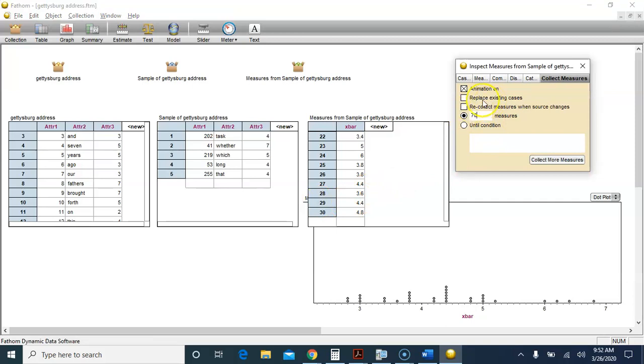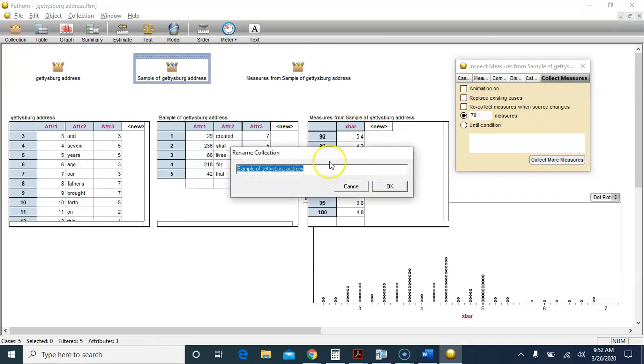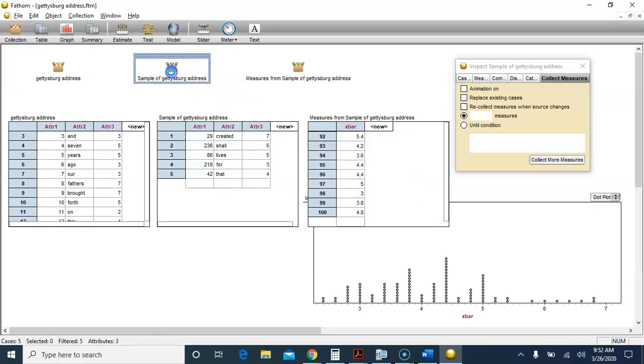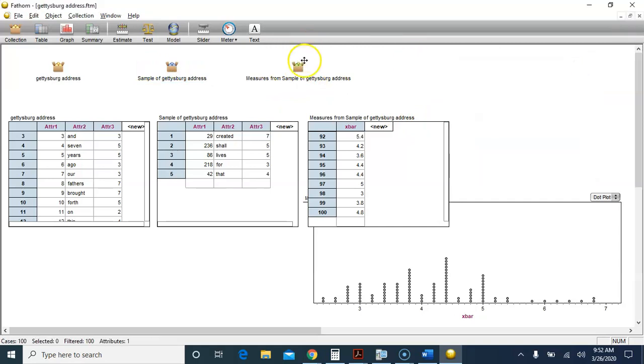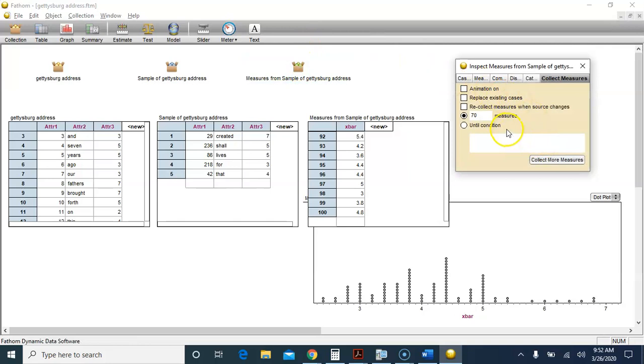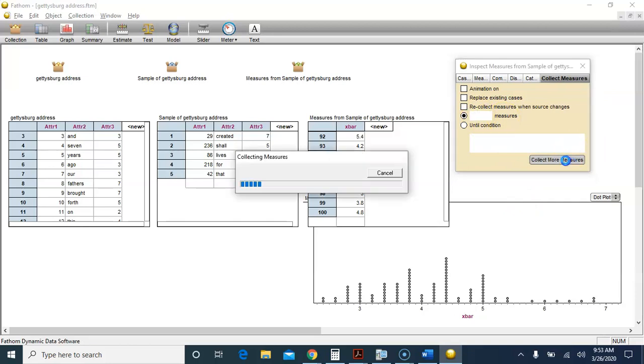But I want to do this a lot more times, and to speed this up, I'm going to turn off the animation. Let me just make sure my animation is turned off here as well. Okay. So now I've got 100 x bars, and we're starting to see the distribution of these x bars take shape. That's 100. Let me do 400 more. So that'll give us 500 x bars.